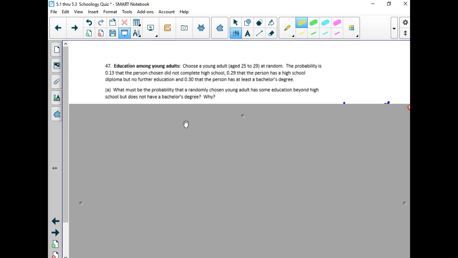Okay, education among young adults. Choose a young adult, age 25, at random. The probability is 0.13 that a person chosen did not complete high school, 0.29 that a person has a high school diploma but no further education, and 0.30 that a person has at least a bachelor's degree. What must the probability be that a randomly chosen person has some education beyond high school but does not have a bachelor's degree?